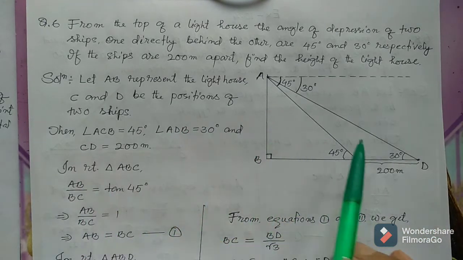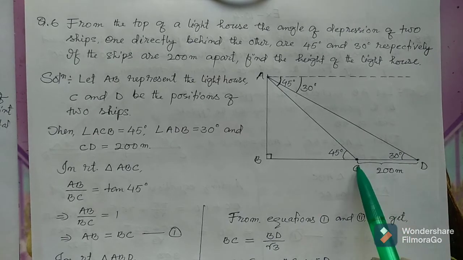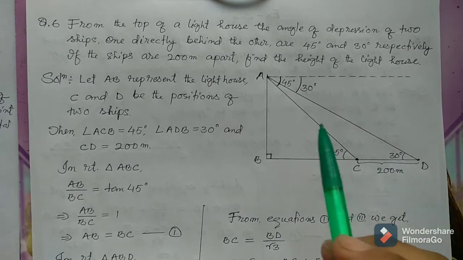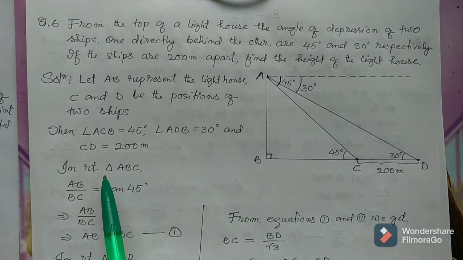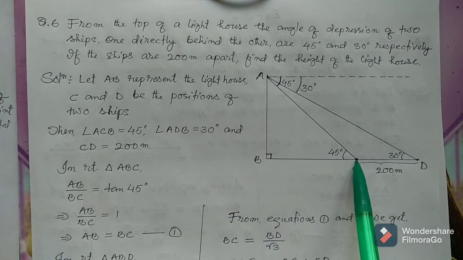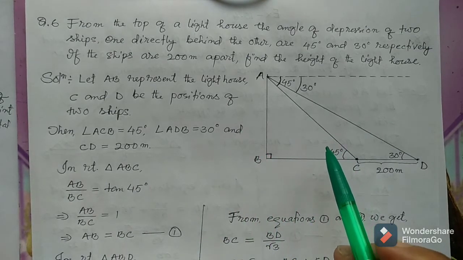Here we can see this angle is 45 and this angle is 30 degree, and the distance between ship C and D is 200 meters. So now here you can see two right triangles. The first right triangle we consider is right triangle ABC. So in this right triangle, now let's write for tan theta.